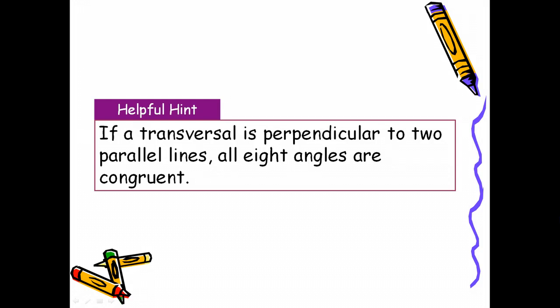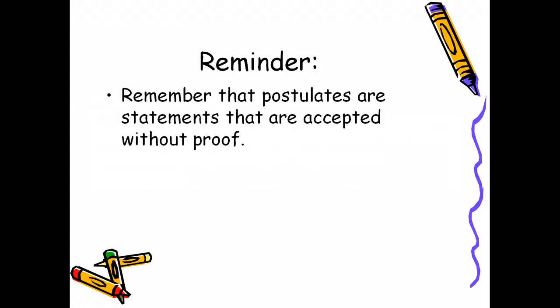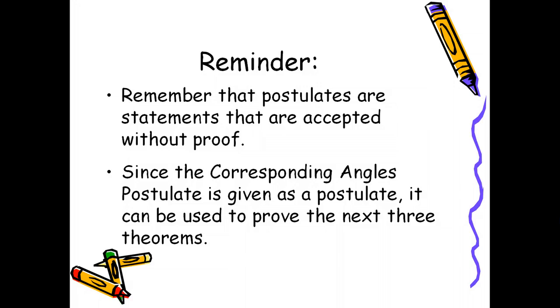If a transversal is perpendicular to two parallel lines, all 8 angles are congruent. So, we need to remember that postulates are statements that are accepted without proof. And since the corresponding angles postulate is given as a postulate, it can be used to prove the next 3 theorems. Remember that theorems are statements that can be proven.